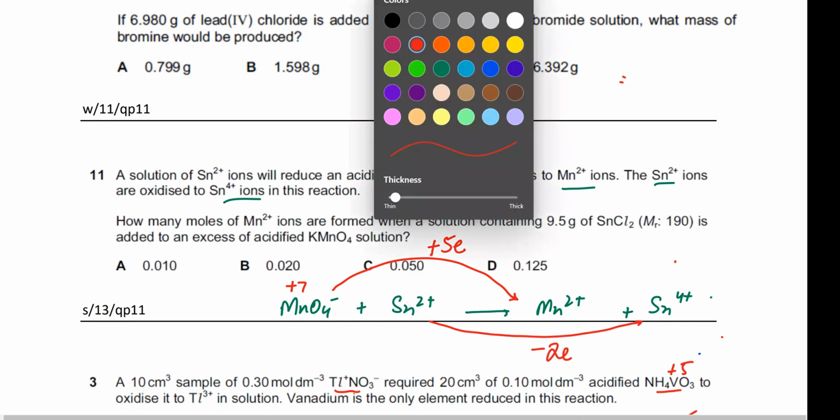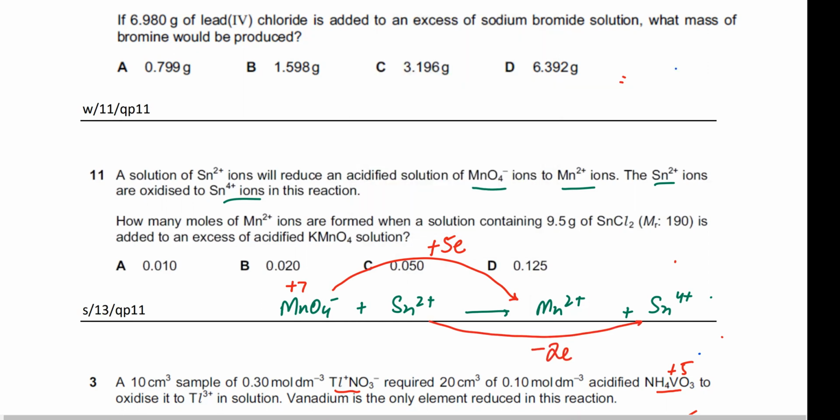So how do I make the number of electrons gained and lost equal? I need to multiply this by 5. So there should be 5 Sns, and I need to multiply Mn by 2. So there should be 2 Mns. So now I know the ratio of Sn and Mn. It's 5:2.